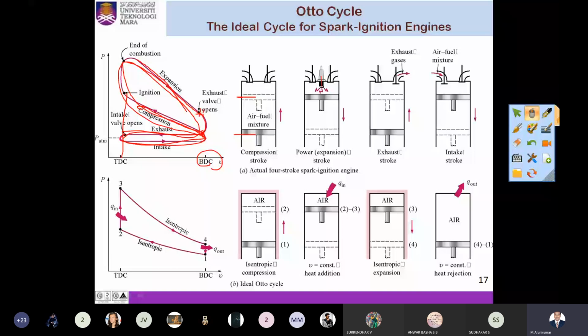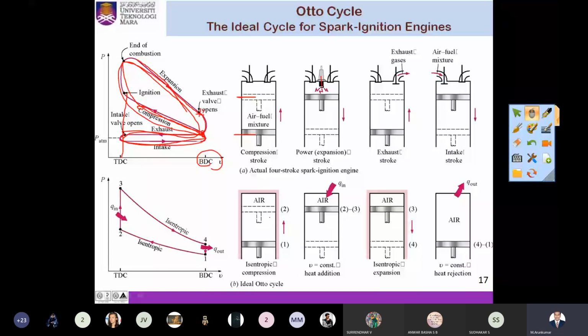Right, so initially the air-fuel mixture we are using will be at atmospheric pressure. So at this point the pressure will be P atmospheric, right? Then we have the second diagram, which will give you the ideal Otto cycle. So this is the actual four-stroke Otto cycle. Then we have the ideal Otto cycle, for theoretical purposes.